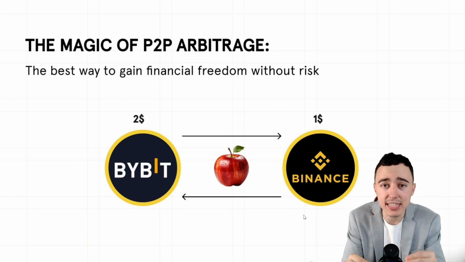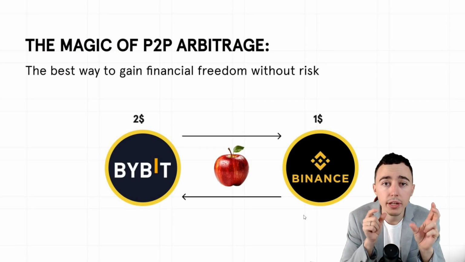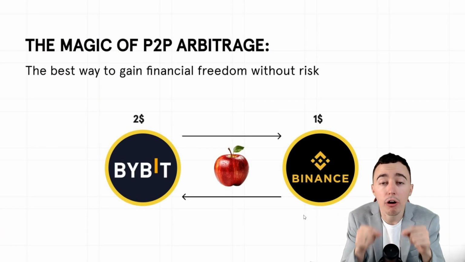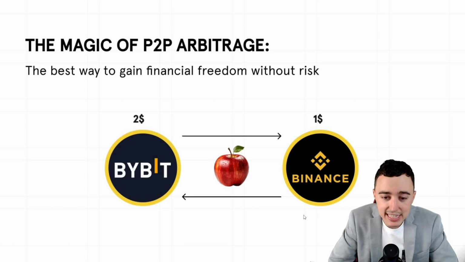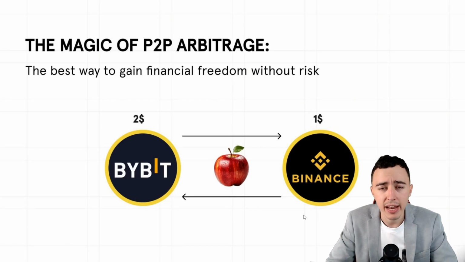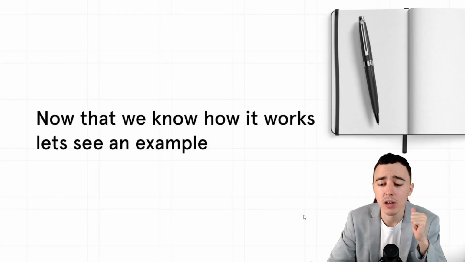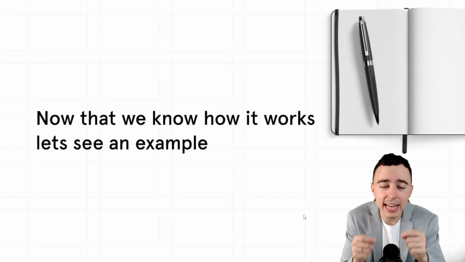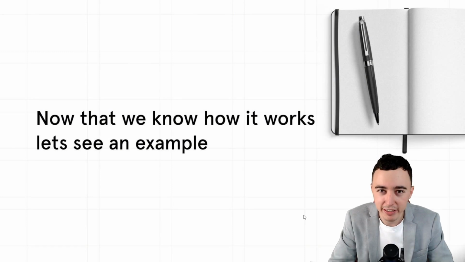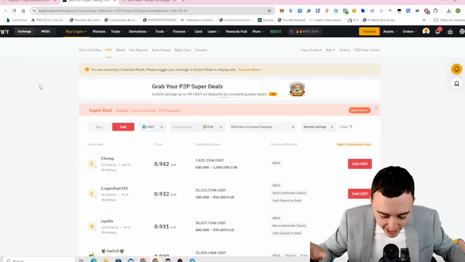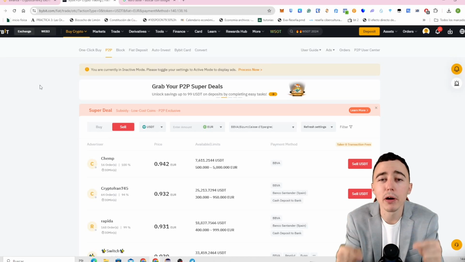The base is that we found a difference in price between two markets on the same asset, and we are capitalizing on it to make a profit. It is as simple as that. Now, how does this exactly work? Well, let's see an example of how we can do this on the peer-to-peer market. Let's get into it. Okay, so here we are on the peer-to-peer market in Bybit.